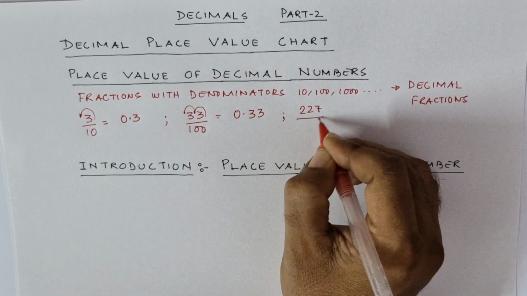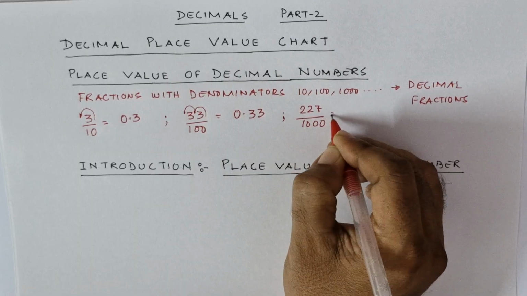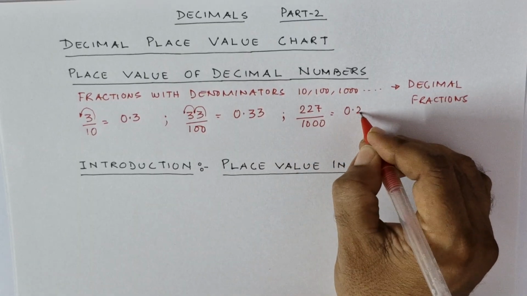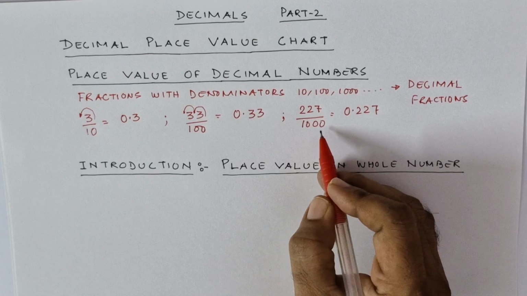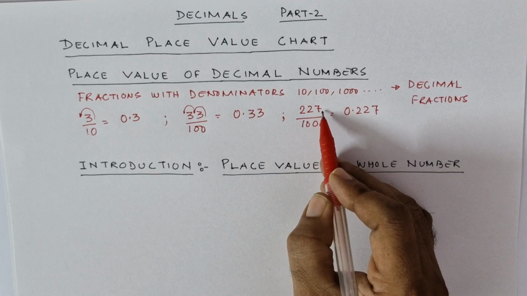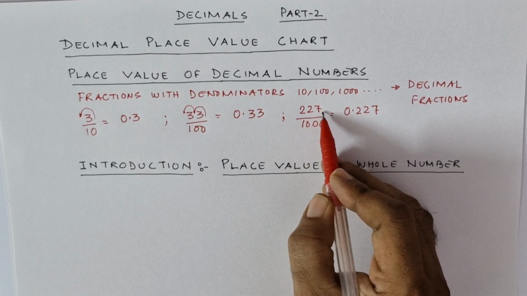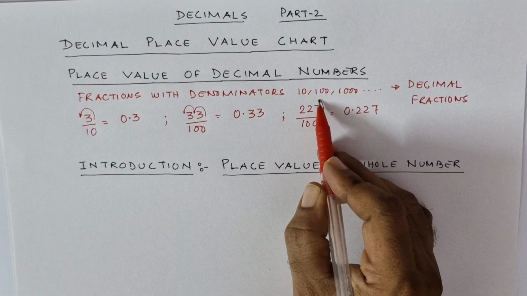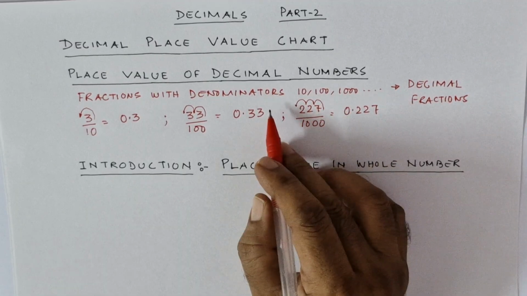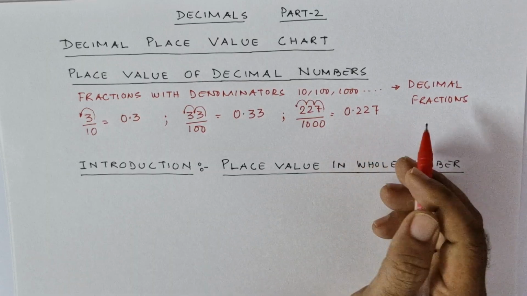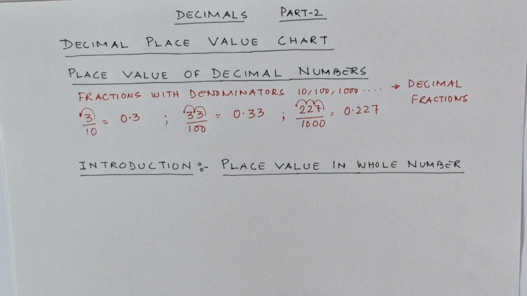227 by 1000, right? So we can write it as 0.227. Why? Because in the denominator, this is 1000, which means there are 3 zeros. So imagine after 227, there is a point. The point will move 1 place, 2 places and 3 places to the left. So it becomes 0.227. Got it? So just remember this one, students.